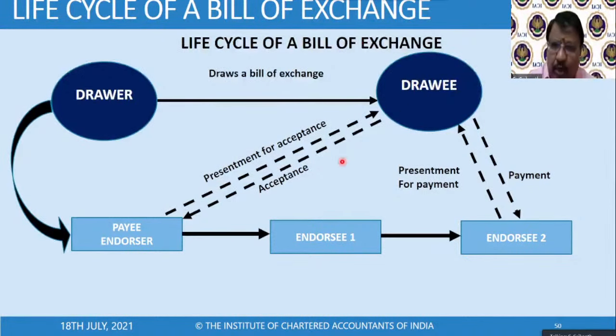But it truly gets its validity only when the drawee accepts it. So the drawer draws a bill of exchange, the drawee accepts it. So there is something called presentment for acceptance. Presentment is not there in your syllabus, but for the purpose of understanding, I have to use the word presentment. Those sections relating to the rules of presentment are not there.